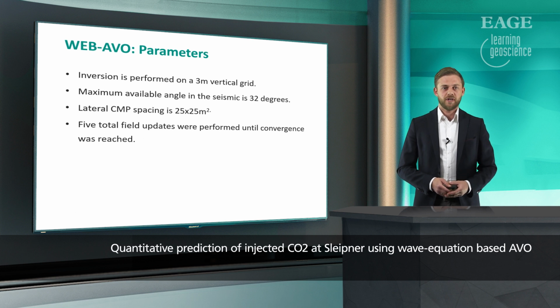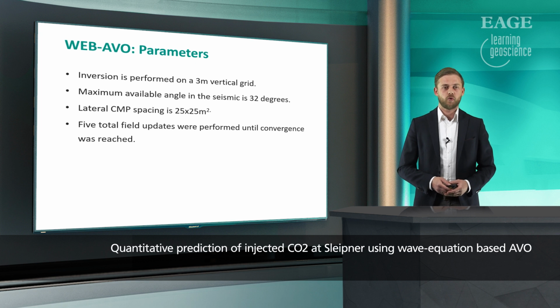So that is all we need for the inversion. We have wavelets. We build a background using this single well, and then we can run WebAVO. Here you see a summary of the parameters that we used. The inversion was performed on a 3-meter vertical grid. That is again a result of the good frequency content of the seismic, but also of the aquifer being shallow. So the velocities are rather low, and that helps in the resolution that you can achieve. The maximum available angle that we found in the seismic was around 32 degrees. And the inversion was performed on a lateral grid of 25 by 25 square meters.